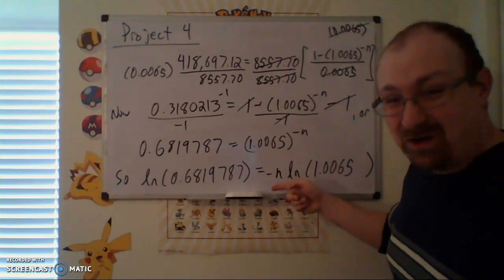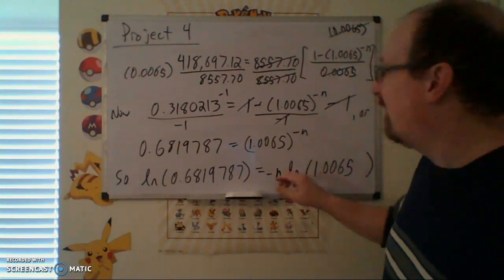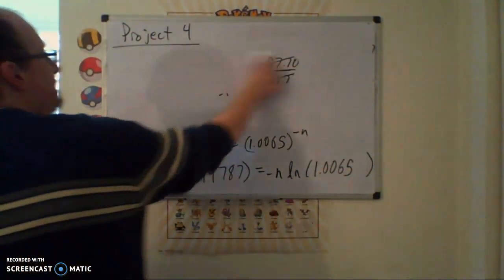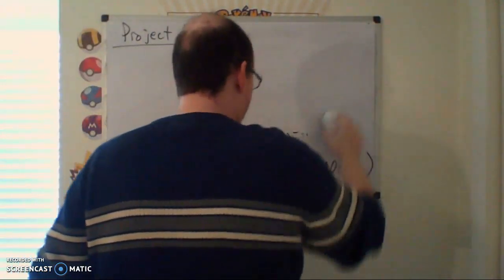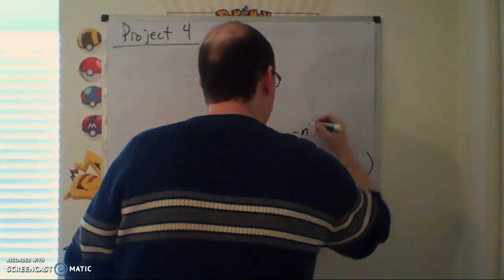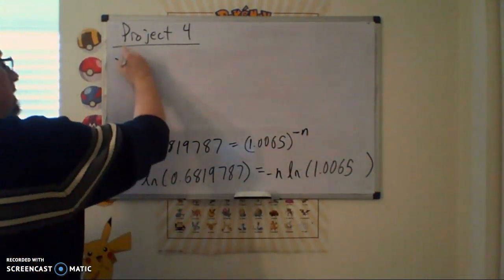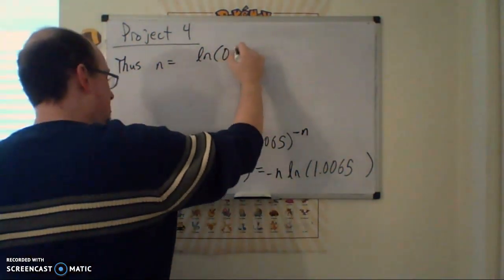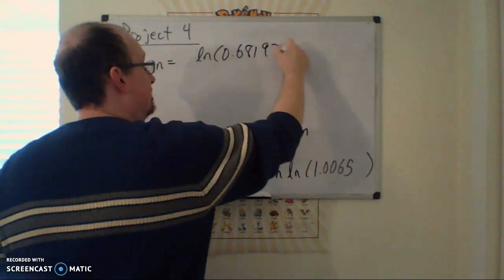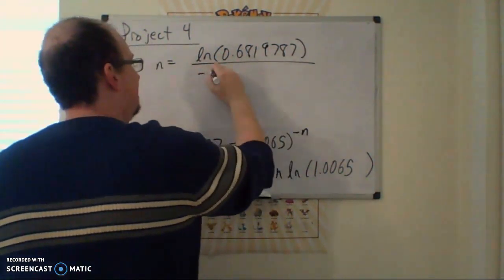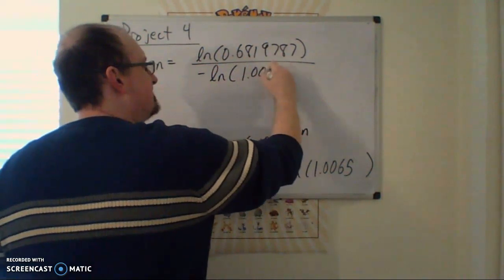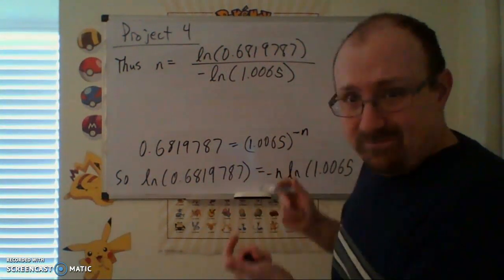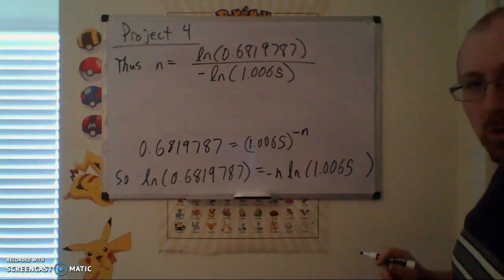Now n is the thing we're after. We just need to get it by itself via division. All right, that leaves us at the bitter end of this thing. Well, not quite the bitter. Hopefully it's not bitter. I'm not bitter. Hopefully you're not either. But anyway, we have ln of this guy right here, 6819787. And again, if you wanted to do this in 2 separate stages, you could, but I'm just going to go ahead and divide by negative natural log of the 1.0065 there.